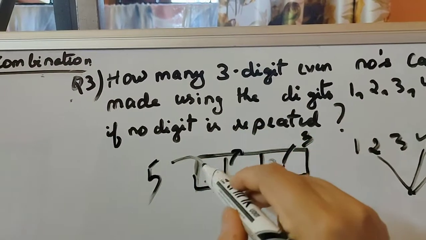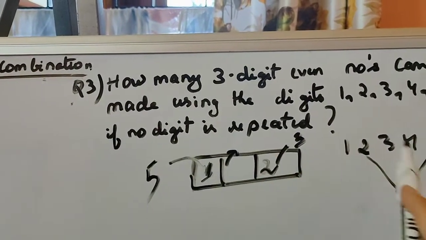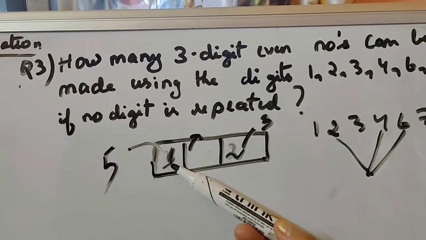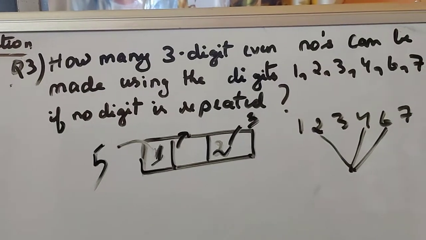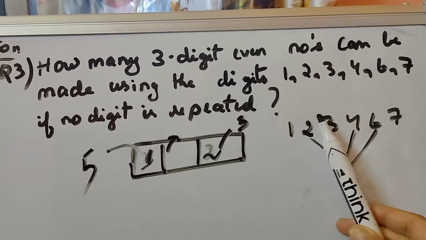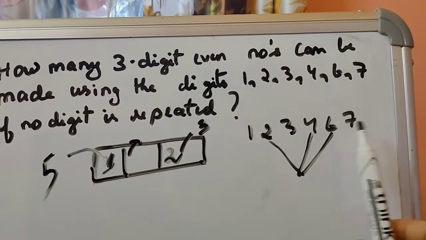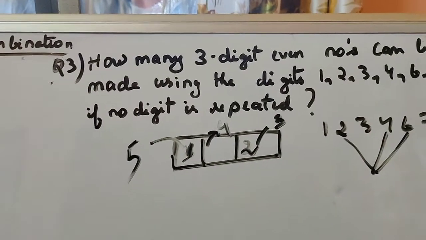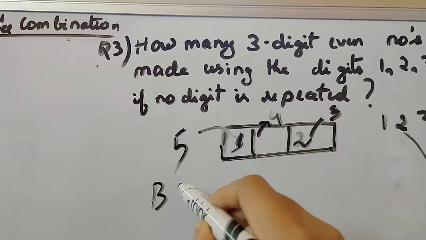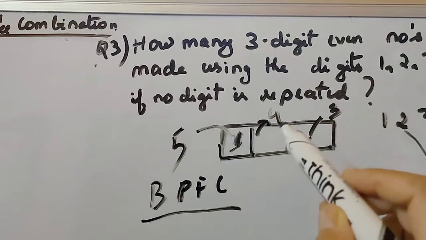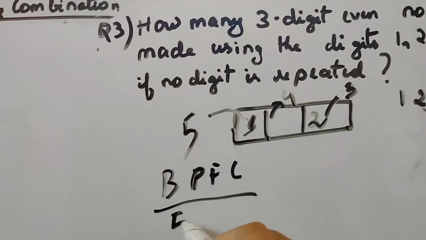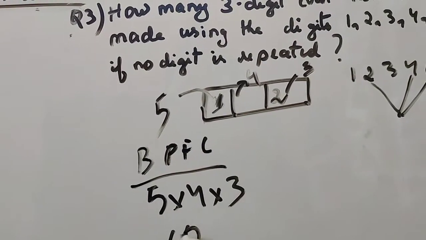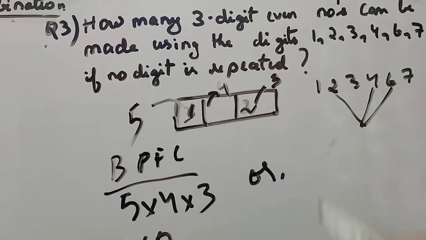Suppose I have taken 1. 2, 4, 6 is booked. 6 and 1 I have taken here and 2 is there. So I will be left with 4 numbers, 3, 4, 6 and 7 here. So by the principle of fundamental counting, how you do is 5 into 4 into 3. 60.